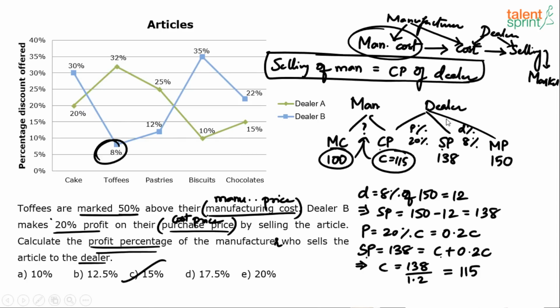Okay? Dealer is not manufacturing, right? Somebody else is manufacturing it. So that person has spent 100 rupees. He sold it for 115 rupees, which means the dealer bought for 115 rupees. Dealer sold for 138 rupees, but dealer marked it for 150 rupees. Right? That's how it has progressed. So option C, 15%, is the answer.